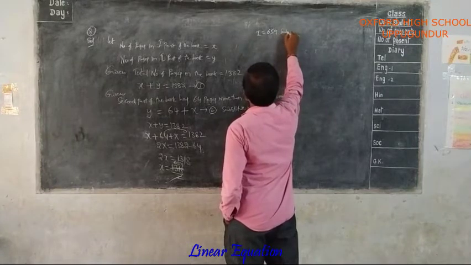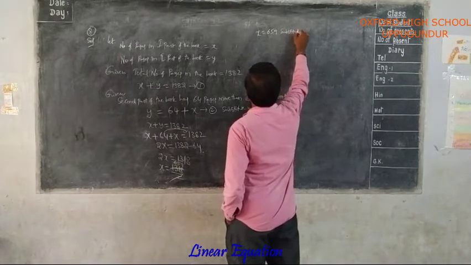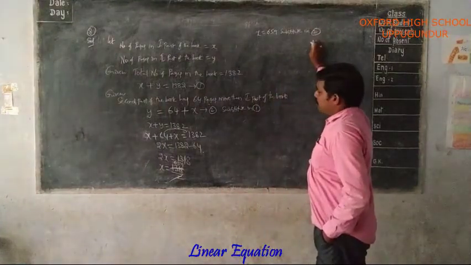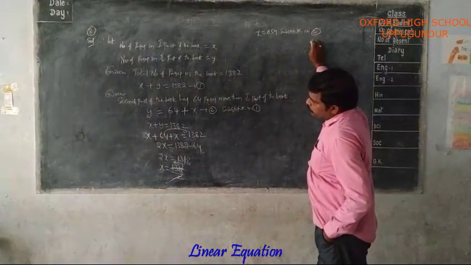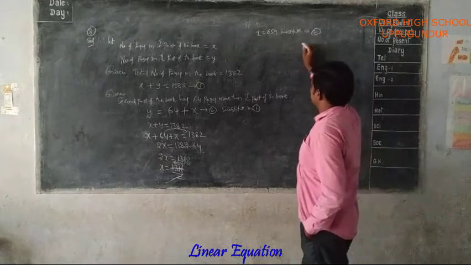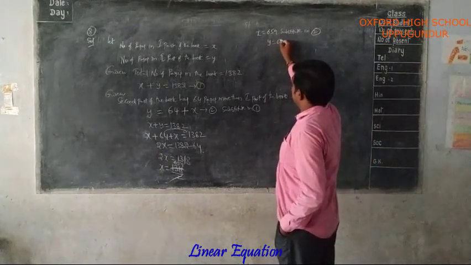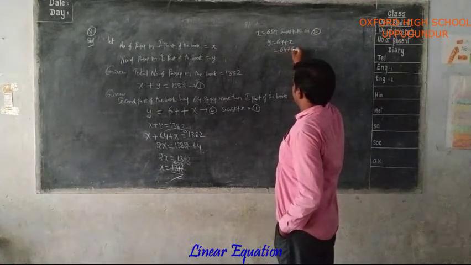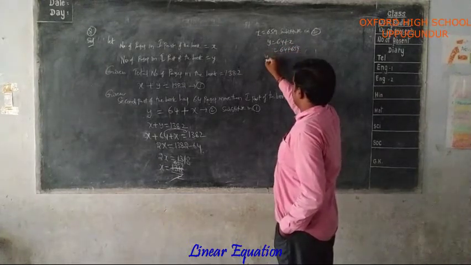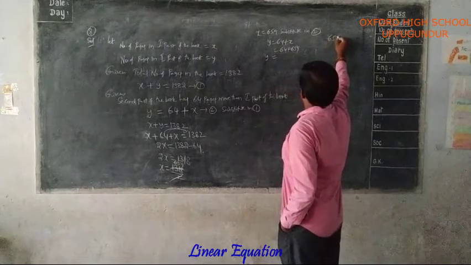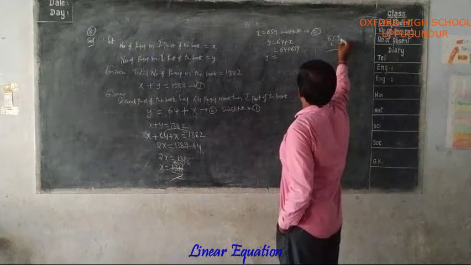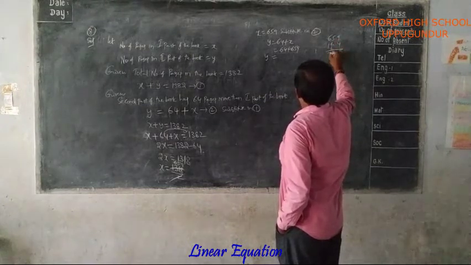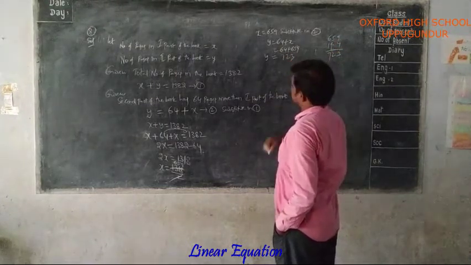Now substitute this value in equation 2. What is equation 2? Y equal to 64 plus x. Y equal to 64 plus x, and the x value is 659. 659 plus 64 is 723.